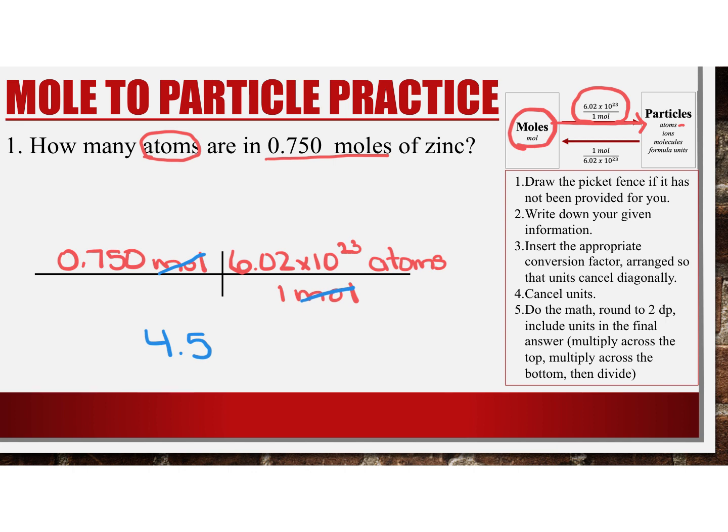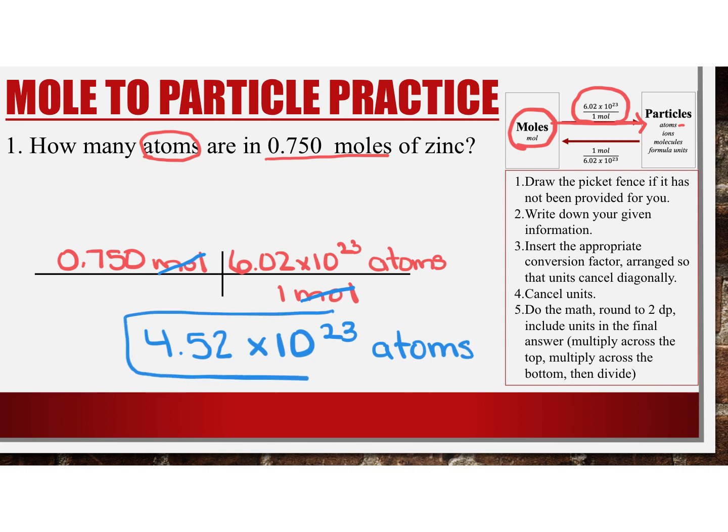4.515, but we're going to round it to the second decimal point, so it will be 4.52. And then you're going to see in your calculator display the exponent of 23. But we're using scientific notation, so what that actually means is times 10 to the 23. And then drop down the units, and we have our answer of how many atoms are in 0.750 moles.